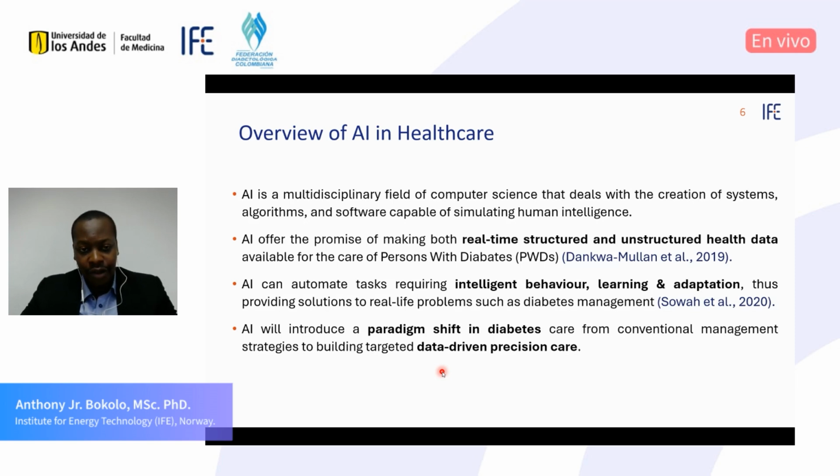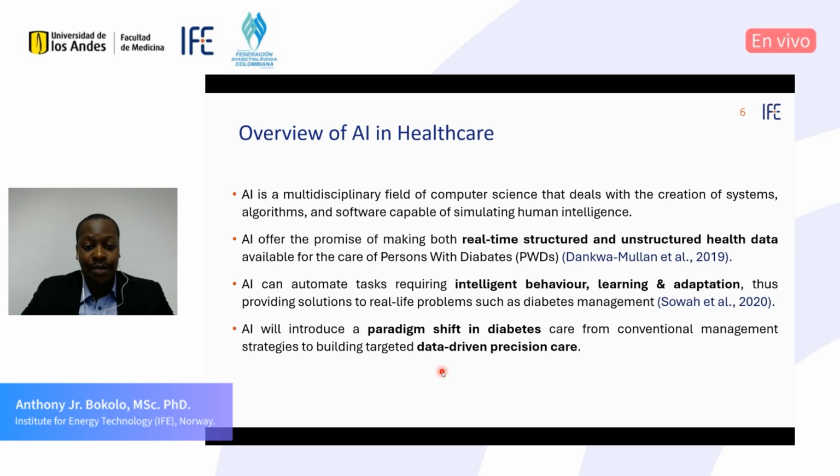and these systems are capable of simulating or imitating human intelligence. This is how we see the definition of AI. Findings from the literature also suggest that AI shows potential for providing real-time structured and unstructured health data for the care of patients with diabetes. So this is one of the findings from the literature, that AI has been able to help address real-time structured and unstructured data. Using these data sets, AI has been able to support patients with type 2 diabetes in self-management of their illness.